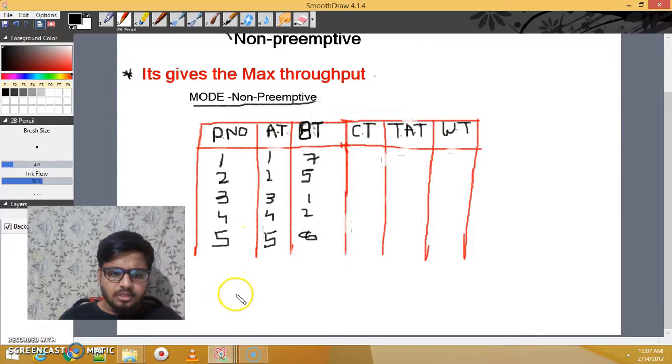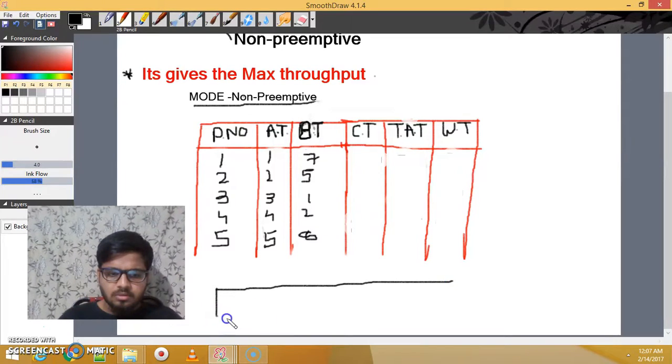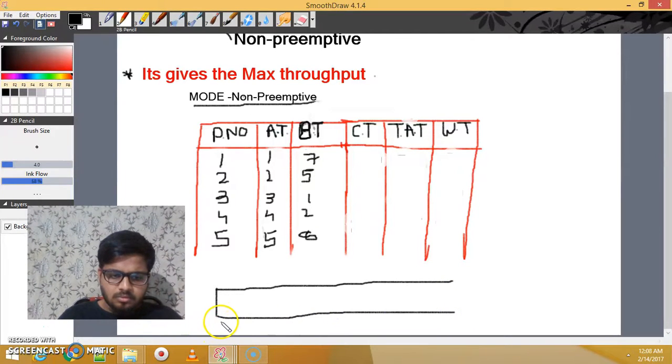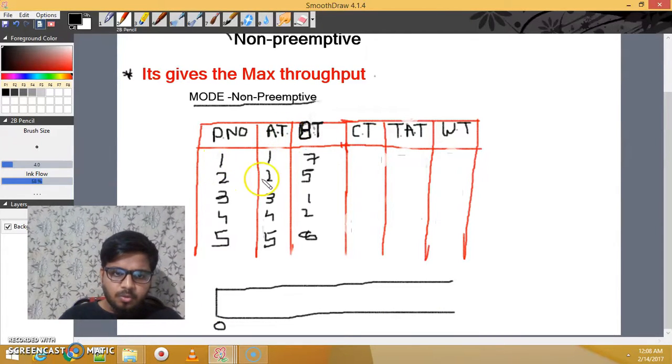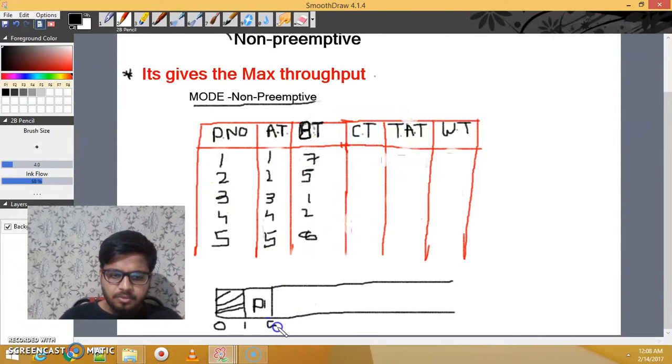Now draw the Gantt chart. Look at this. At 0, no process is there, so CPU time is wasted here. No process is going to be executed from 0 to 1. At 1, only process P1 has arrived, so we have to take process P1. It requires 7 units of time, so it will be executed up to 8 units.